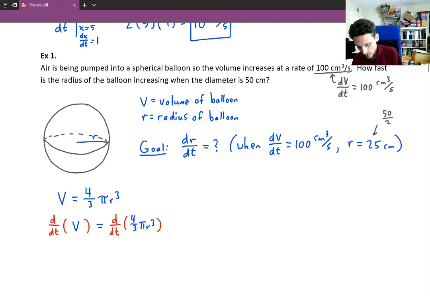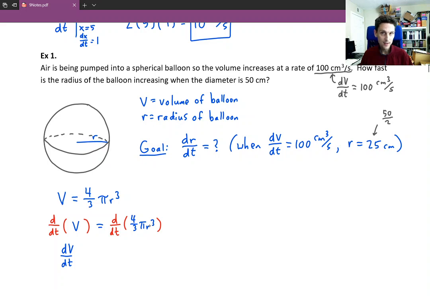Now on the left side, all we have is just dV/dt. The rate at which volume is changing with respect to time is dV/dt. And then the derivative of 4/3 pi r cubed with respect to t, well, the 4/3 pi is a constant coefficient, so that can come out of the derivative. So then the derivative narrows down into the derivative of r cubed with respect to t.